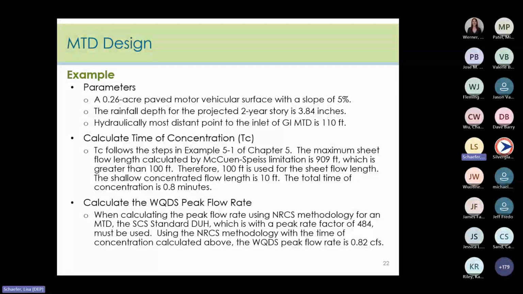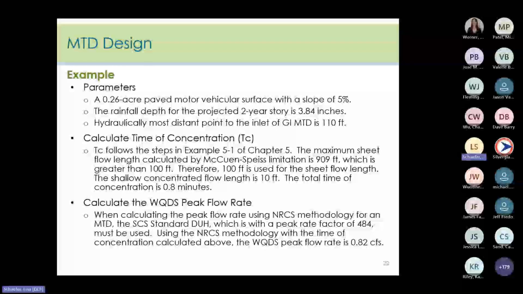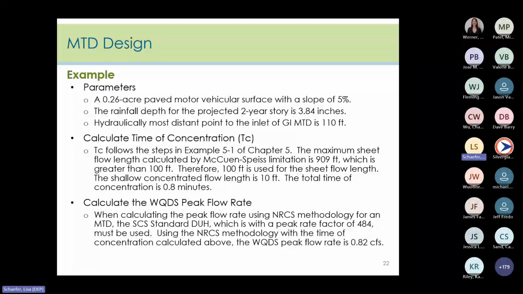Now we're going to use the SCS standard dimensionless unit hydrograph with a shape factor of 484. That's covered on page 27 of chapter 5 in the manual. So with all of this together, the modeling software calculates that the peak flow rate for the water quality design storm is 0.82 cubic feet per second.